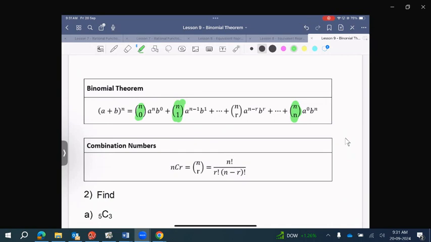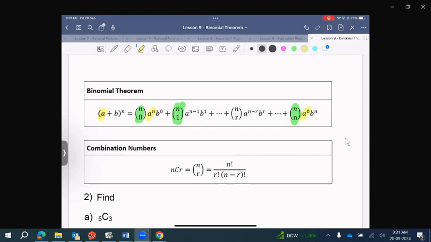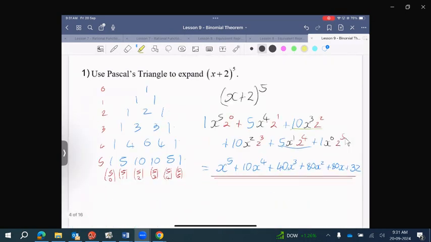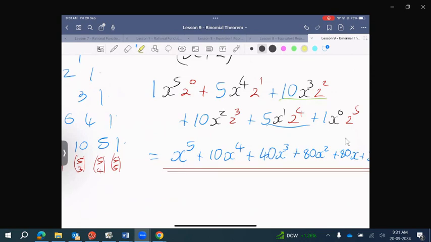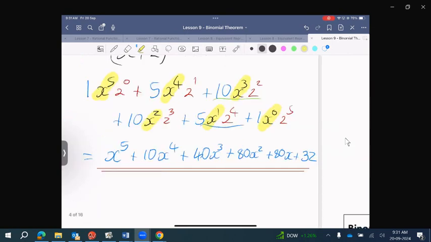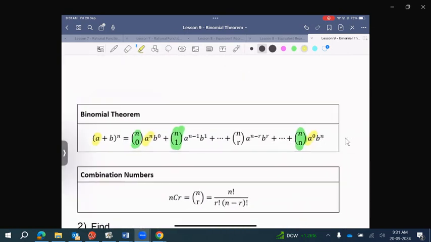The first term in this one starts at that term to the power of n until we get down to that term to the power of 0. In our last one, that was x. It started as x to the 5 until we got to x to the 0. It goes x to the 5, x to the 4, 3, 2, 1, 0. So the first term, the a, counts down, and the other one counts up. It starts at b to the 0, and then it's b to the 1 until we get to b to the n.